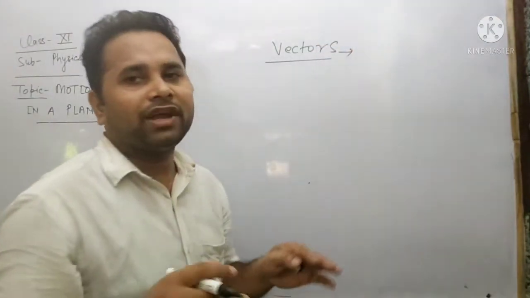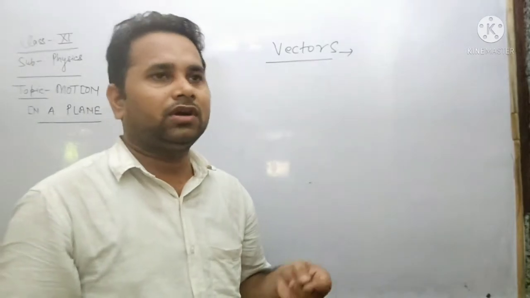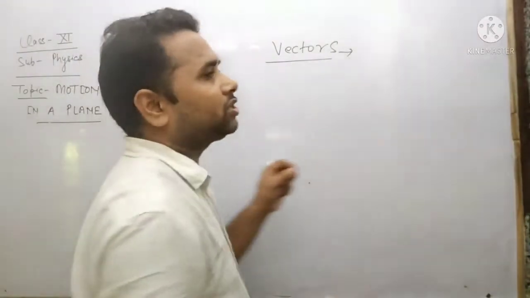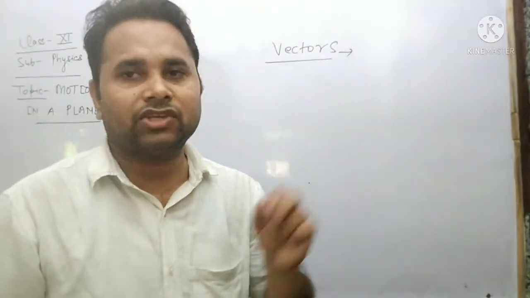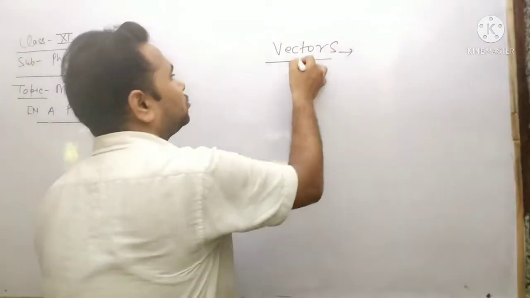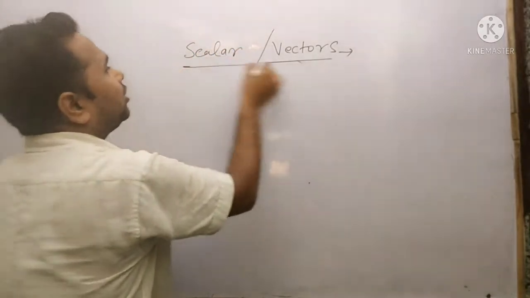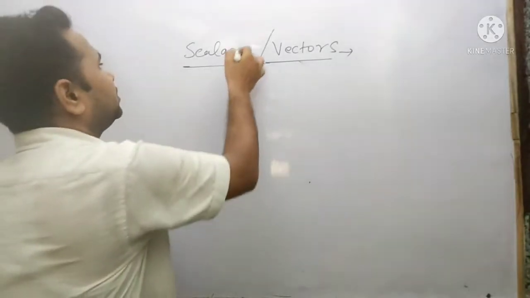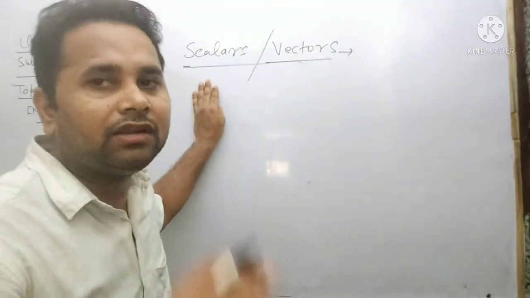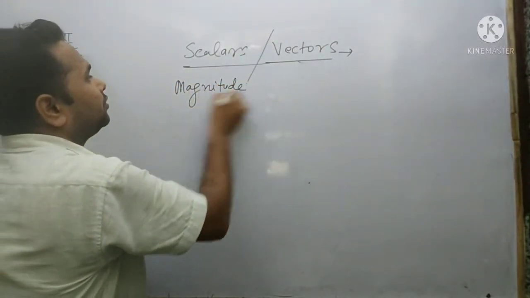So vectors means what? Vector quantities. In class 9th and 10th also, we have heard this term, vectors. Vectors means the quantities which have magnitude as well as direction. ये पढ़ा हुआ है क्लास 9th में कि there are two types of physical quantities, scalars and vectors. Scalar quantities को कहते हैं, the scalars are those physical quantities which have their magnitude only.